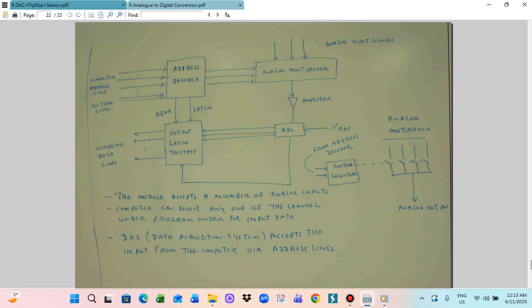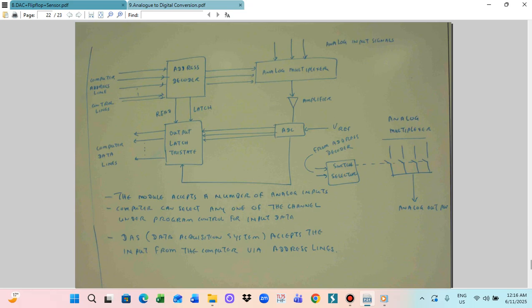Similarly, the address decoder is also connected here. With this address decoder, we put the address in. The computer address is decoded so that both signals can be put into the address. The address is decoded by the address decoder. So we read that signal, put it into the output latch, and put it onto the computer data line. In this way, the address decoder can select the appropriate data line to put the data. So this is the data acquisition system.